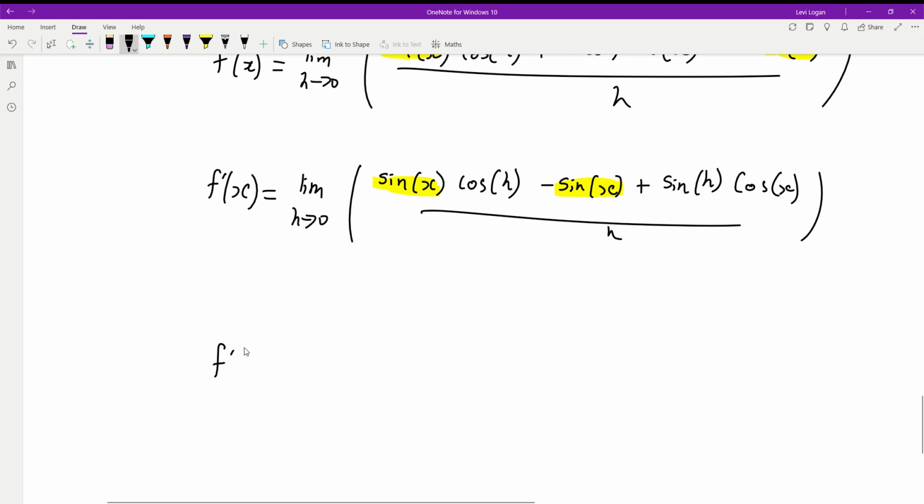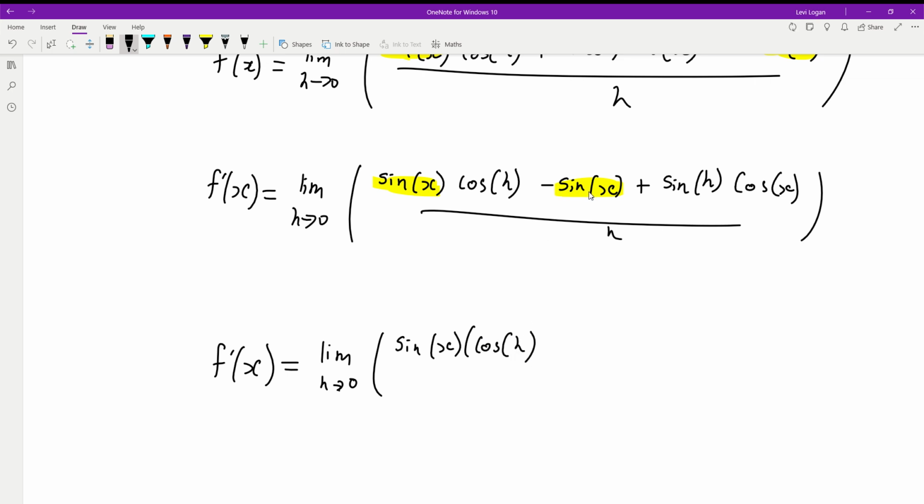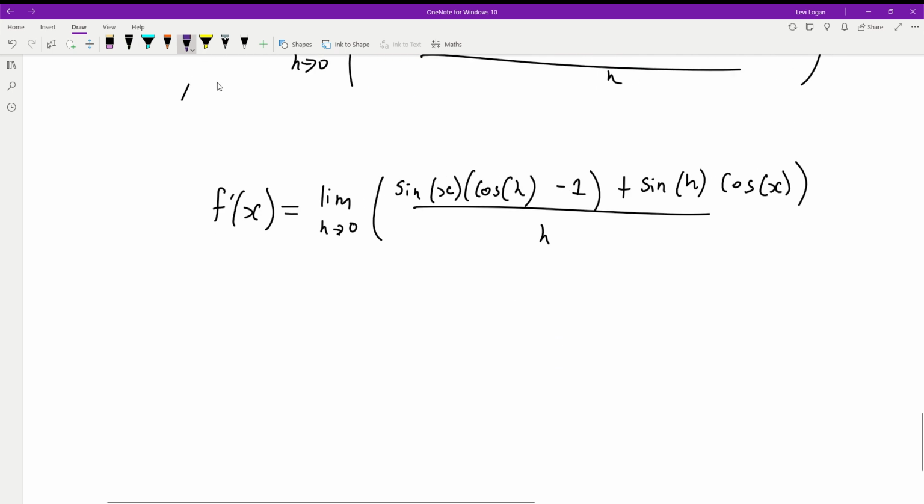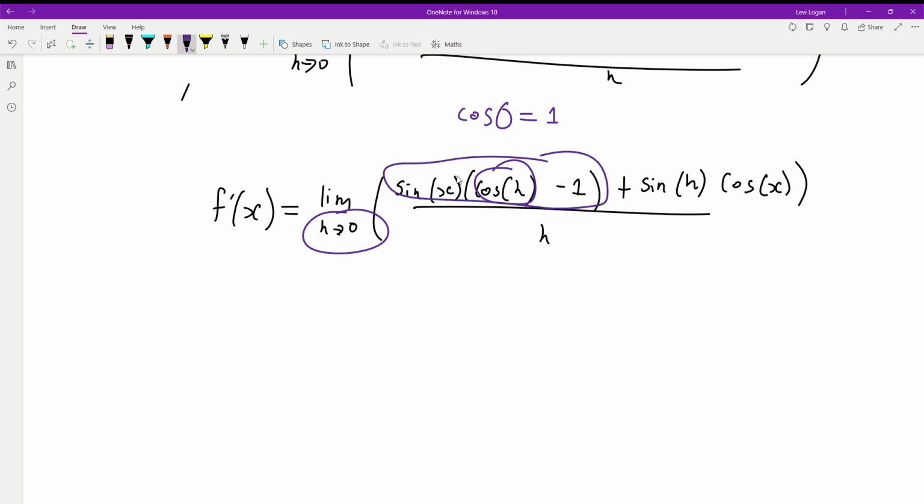So on the top, I'll get sine x multiplied by cos of h, and when I factor out the sine x from the other term, I'm going to get minus 1. Plus sine of h cos of x, all on h. Now, as h goes to 0, this turns into cos of 0. Now, cos of 0 is 1. So here I'm going to get 1 minus 1, which turns this whole term into 0.